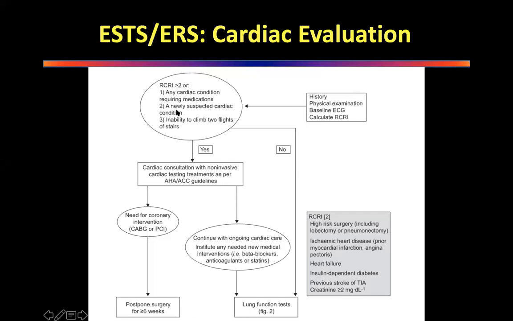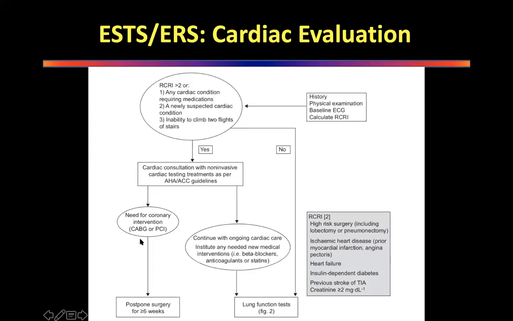So look at any of these. Any new cardiac conditions requiring medication, newly suspected cardiac conditions, or inability to climb 2 flights of stairs, all of these are markers. If they are no, then you go for PFTs, but if they are yes, you need to do a cardiac evaluation with the cardiologist. You use the AHA, ACC guidelines. Depending upon that, if there is any need, you do medical therapy. And then after medical therapy, you send them for PFTs and then send them for surgery.